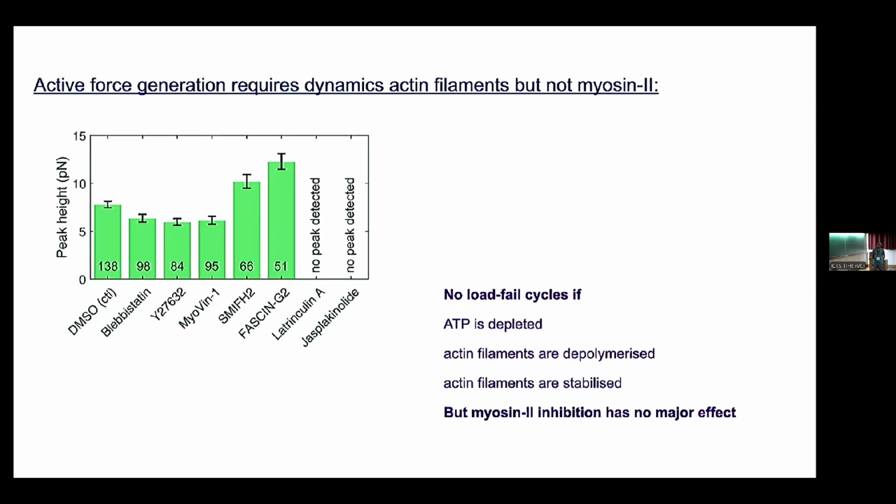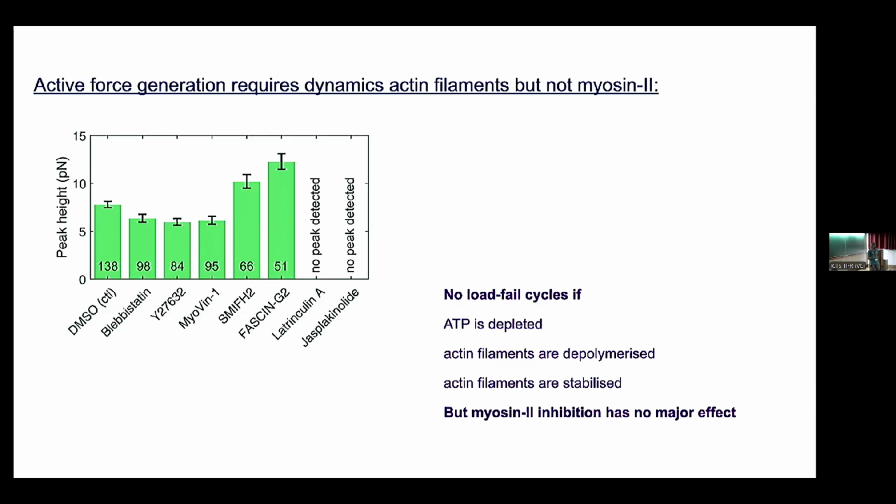You can inhibit myosin in different ways, so we tried different mechanisms of inhibition of myosin II. There are only a few drugs available for unconventional myosins. In the case of myosin 5, there is a drug available, so we tried that, and that also didn't do anything. We tried inhibiting nucleators of actin, and that also doesn't prevent this active force generation. What really kills the active force generation is treatment with latrunculin A, which depolymerizes actin filaments, or treatment with jasplakinolide, which stabilizes actin filaments.